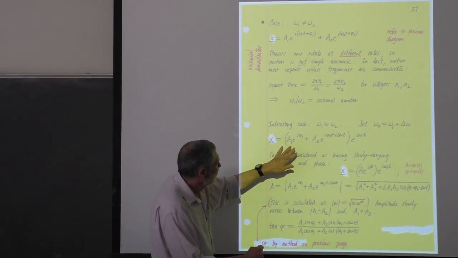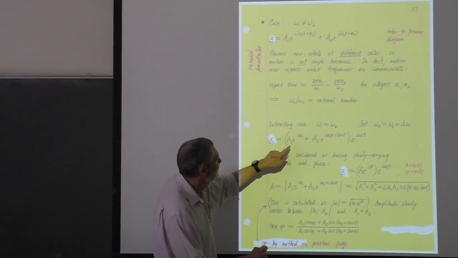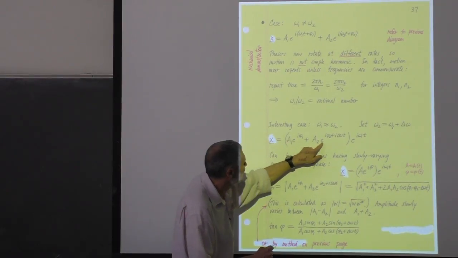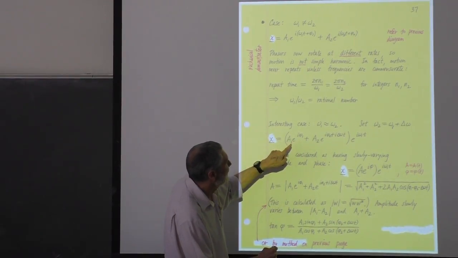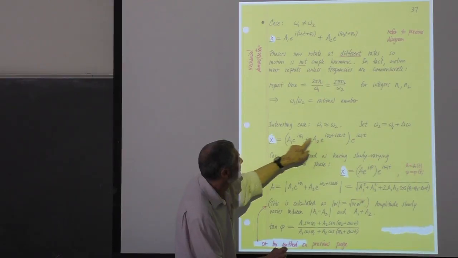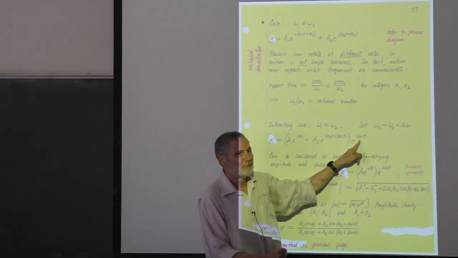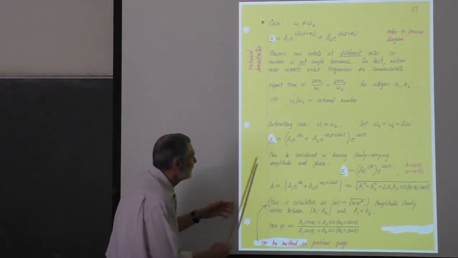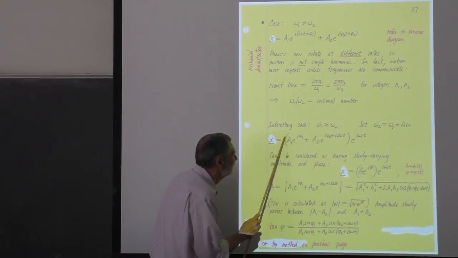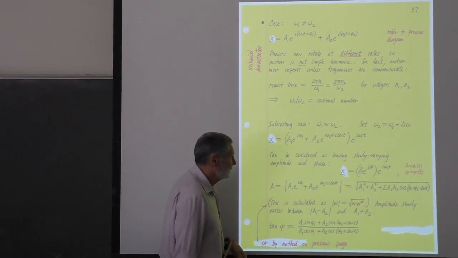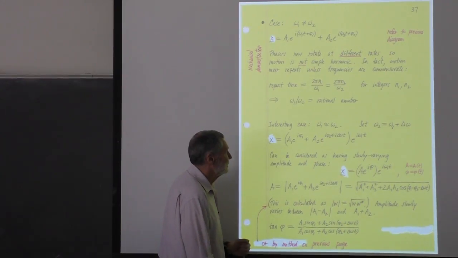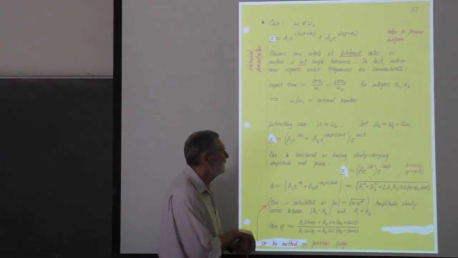When I do that, I have an e to the i omega 1 t in both terms once I substitute for this, so I can factor it out. Here's what we're left with. Now I want you to stare at this. This is a complex number. It's got some amplitude and some phase. What are the amplitude and phase doing?